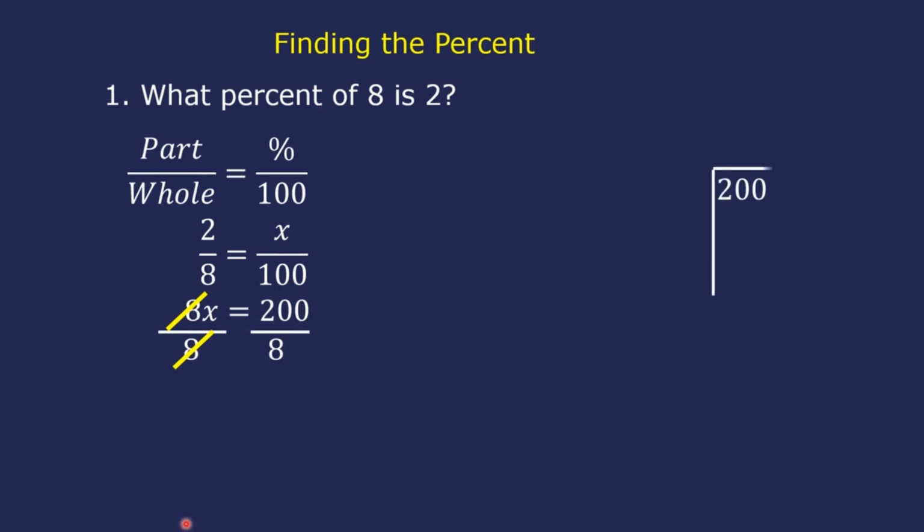So 200 divided by 8. The nearest is 2. 2 times 8 is 16. Then subtract 4. Bring down 0. 40 divided by 8 is 5. 5 times 4 is 40. 40 minus 40 is 0. So therefore, x is equal to 25%.